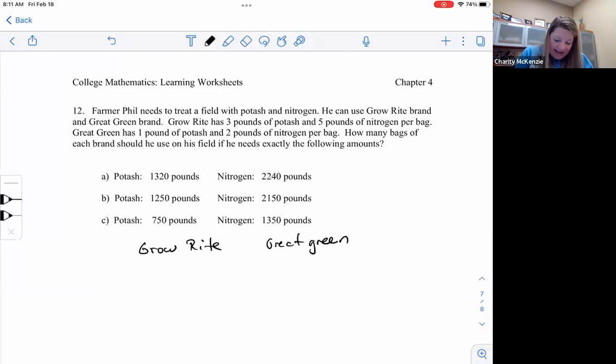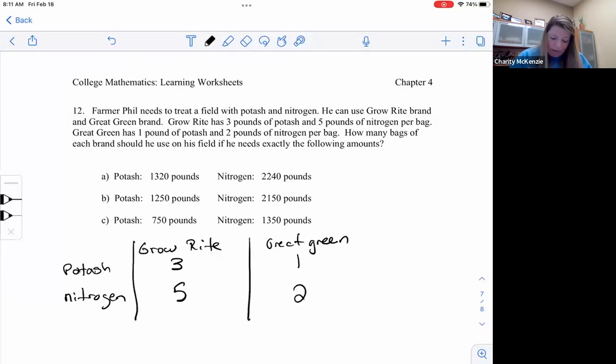Okay, so then we could think of our potash. What was the first one? Potash, right? 3 pounds, yeah. All of you farmers are probably like, it's potash or potash, I'm totally saying it wrong. And here's our nitrogen. And then I think, okay, for Grow Right, I need 3 and 5 per bag. And this one, I need 1 and 2 per bag. And I'm going to get out the amount of this one and the amount of this one. P and N stands for the 2 types, potash and nitrogen.